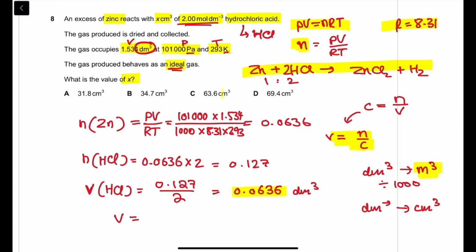If you take a look at our answers, they're all in centimeters cubed, so we actually have to convert them to centimeters cubed. To go from decimeters cubed to centimeters cubed, you need to times by 1,000. And so we'll end up with 63.6 centimeters cubed. So the answer must be C.